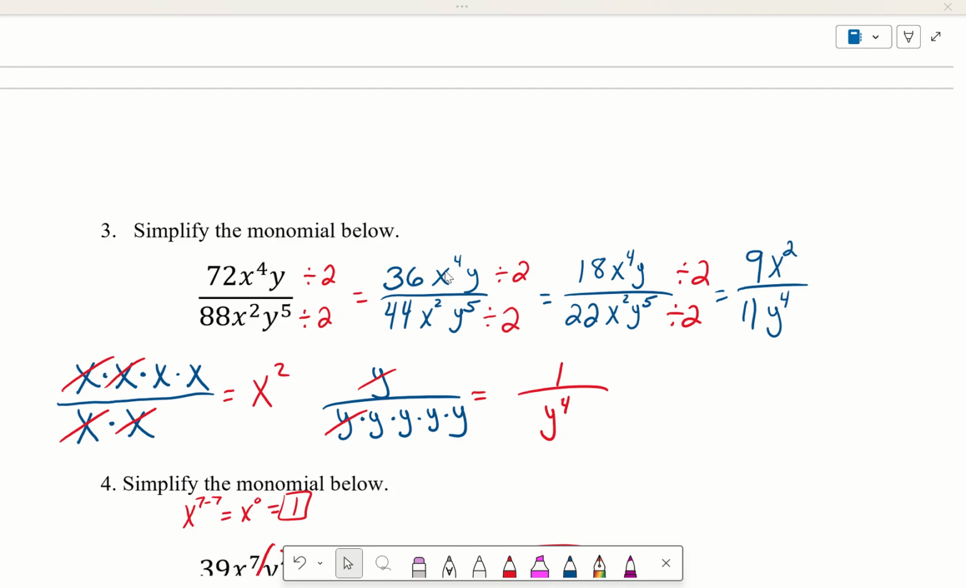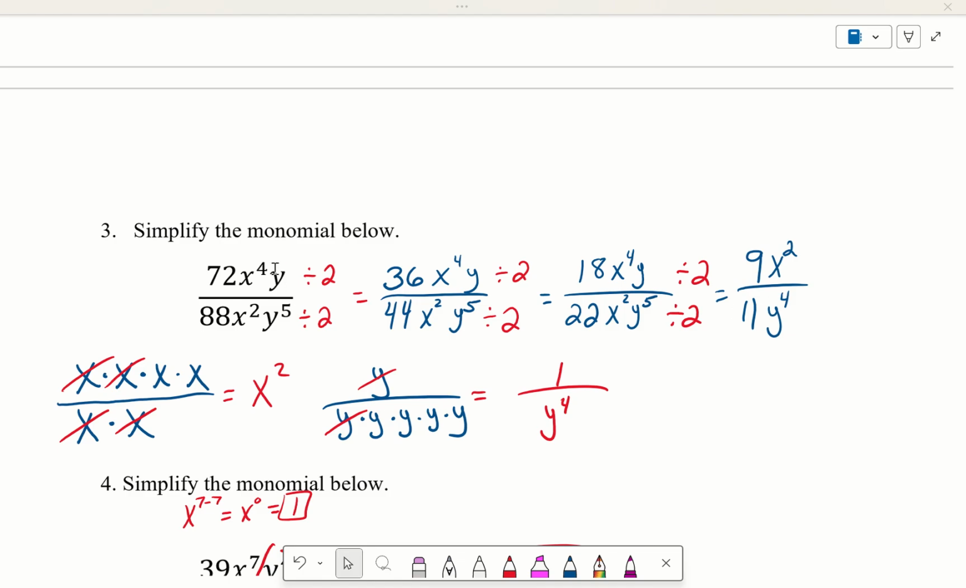I do that. 36 divided by 2, I get 18. 44 divided by 2, I get 22. I could divide 18 by 2, and I get 9. I can divide 22 by 2, and I get 11. So we divide 18 and 22 by 2, and I'm left with 9 over 11.